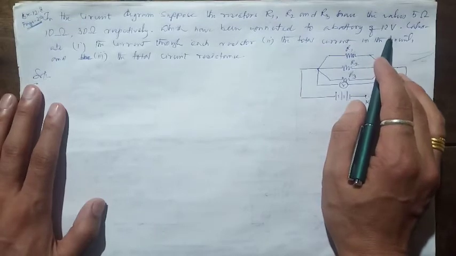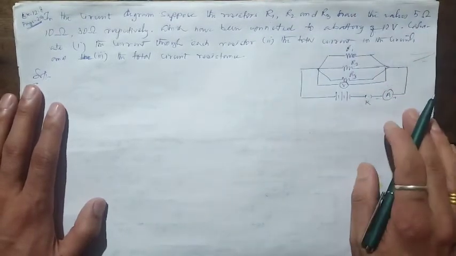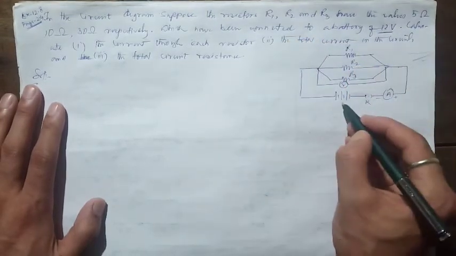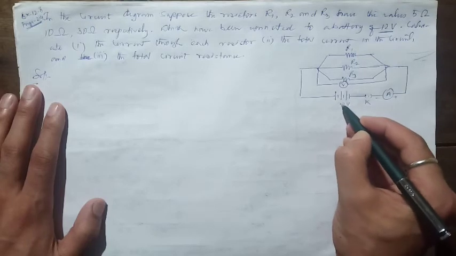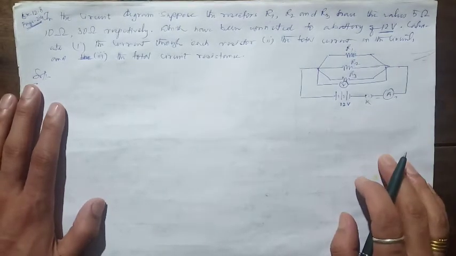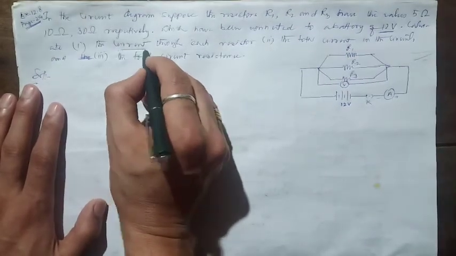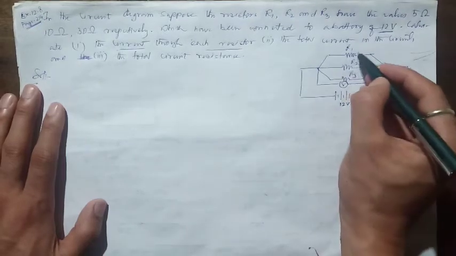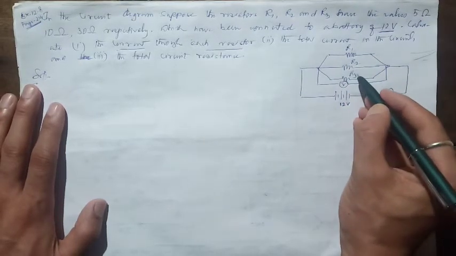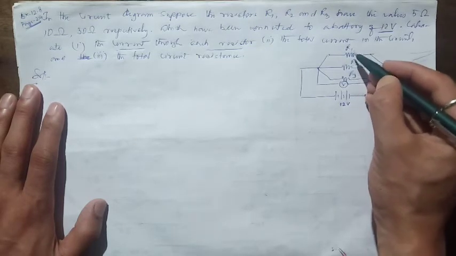Students, it's not mentioned whether they are connected in parallel or series. So we'll just identify how they're connected. All these 3 resistors are connected to a battery of 12 volt. You can see here we have a battery. The battery has a voltage of 12 volt. So we have to calculate 3 things. The current through each resistor: how much current is flowing through this resistor, this resistor, and this resistor. We have to determine the amount of current flowing through each of these resistors.